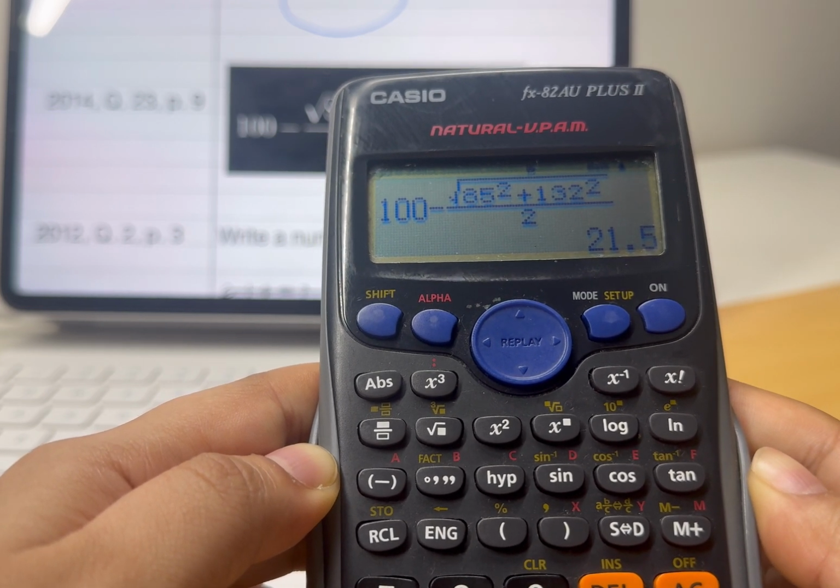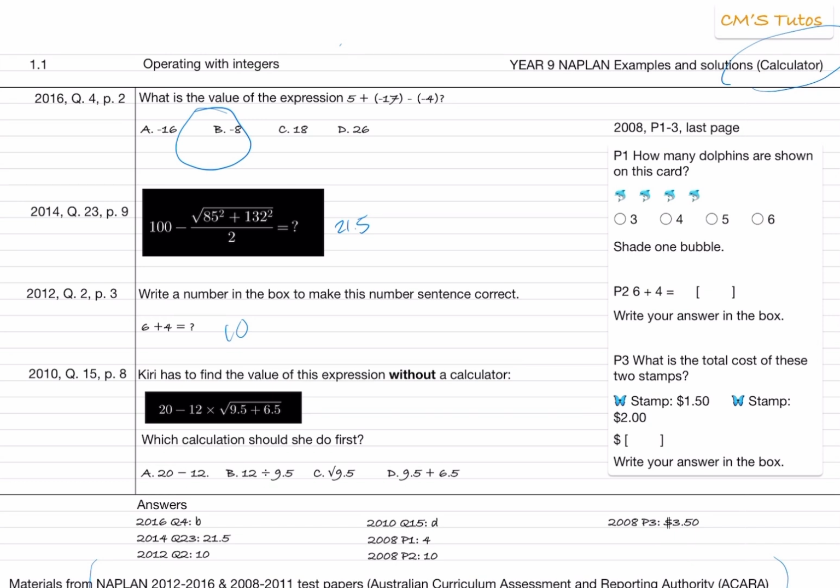So 21.5. So here, as you can see, in year 2008, it comes in practice questions for this simple one. How many dolphins are shown on this card?